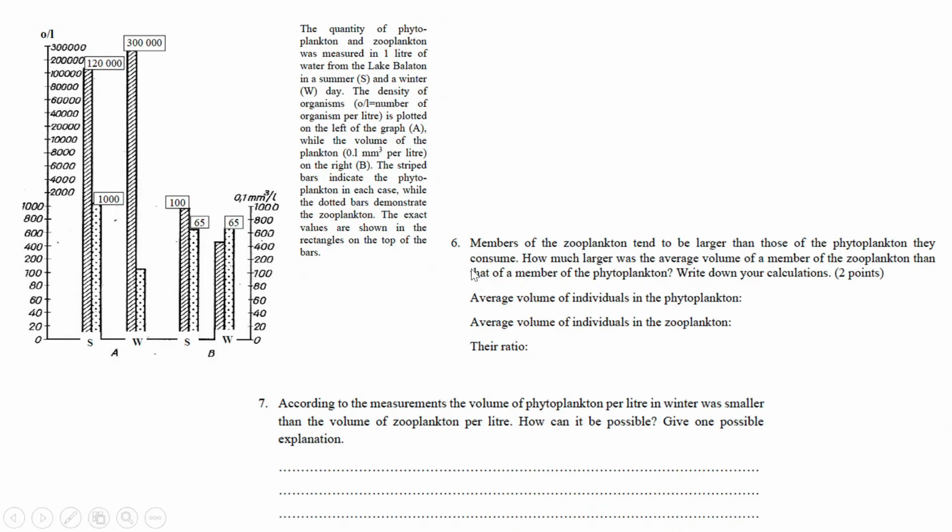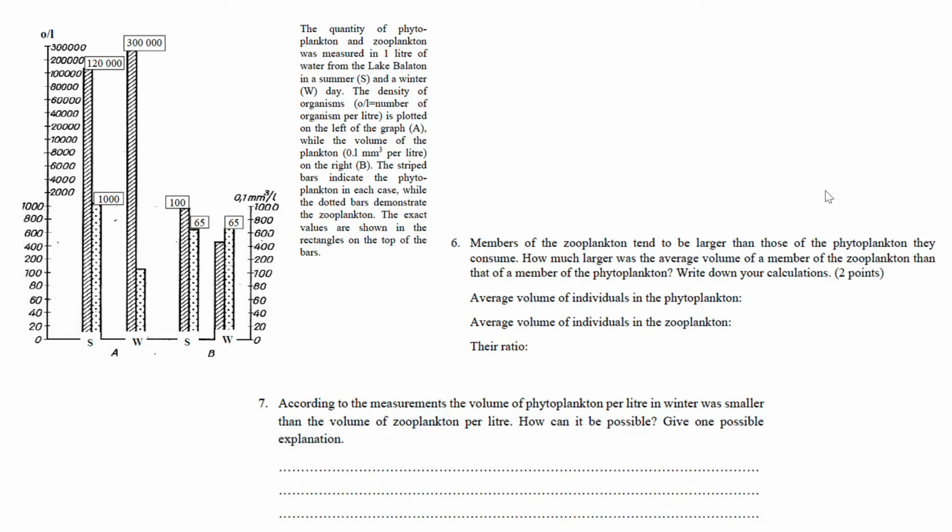The quantity of phytoplankton and zooplankton was measured in 1 liter of water from the Lake Balaton in summer and a winter day. The density of organisms is plotted on the left graph, A, while the volume of the plankton on the right, B. The striped bars indicate the phytoplankton in each case, while the dotted bars demonstrate the zooplankton. The exact values are shown in the rectangles on the top of the bars. So here you can see everything that is explained in the text.